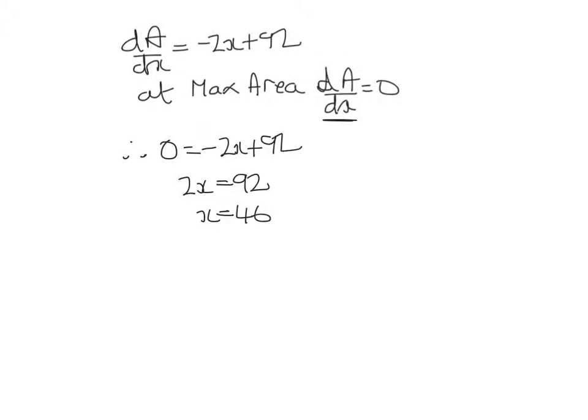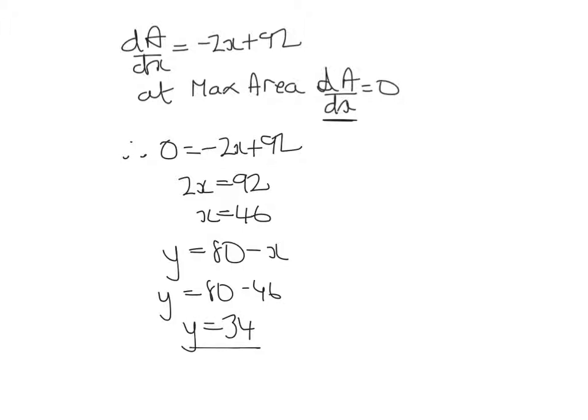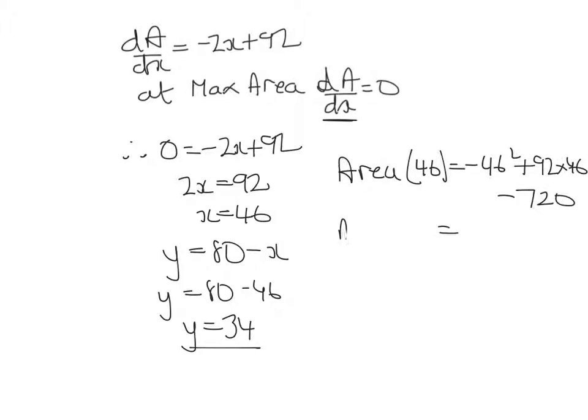Now if y is equal to 80 minus x, y would be equal to 80 minus 46, which means y is equal to 34. And if we put 46 into the area, that will be minus 46 squared plus 92 times 46 minus 720. The area when x was equal to 46 would be 1,396.